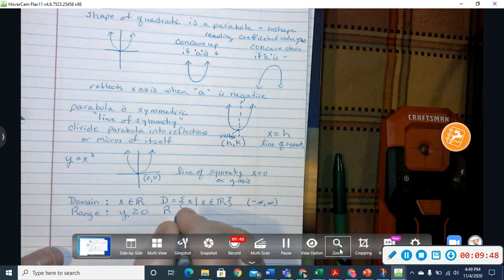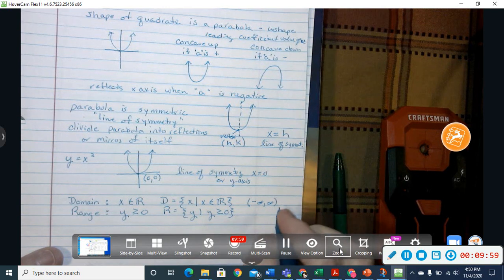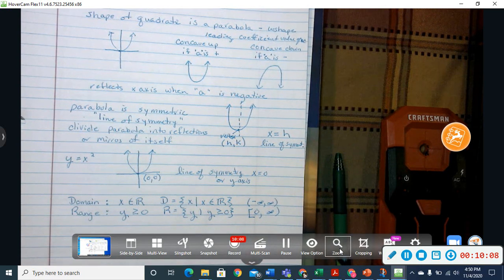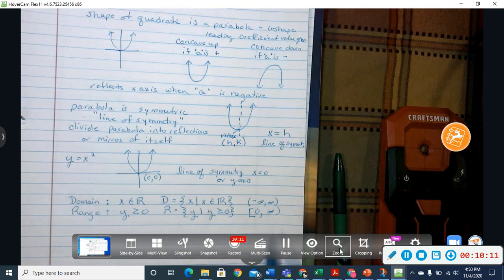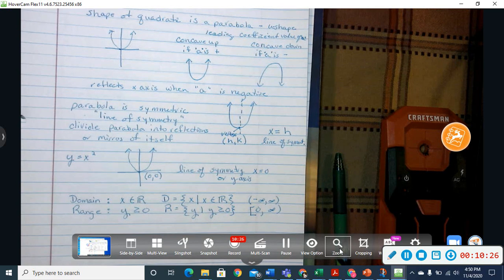So in set notation, that would be range equals y such that y is greater than or equal to 0. And then in interval notation, that would be equal to [0, positive infinity). So that would be an example in each of the various situations to write domain and range for quadratic equations. And that again changes depending on any kind of vertical shifts that may occur in a problem.